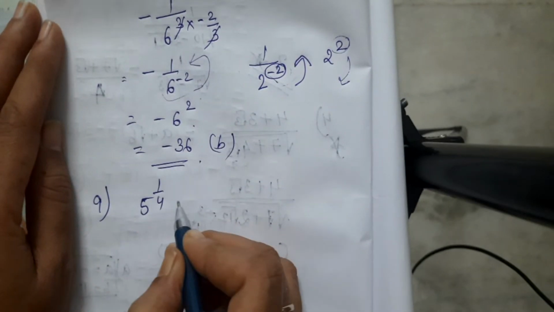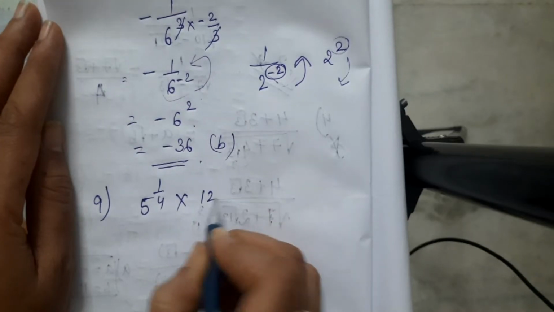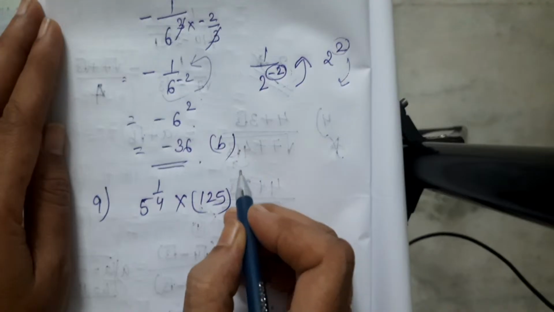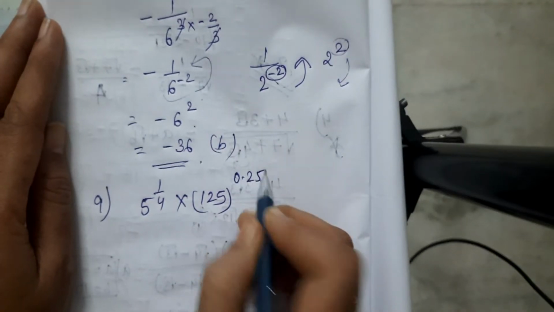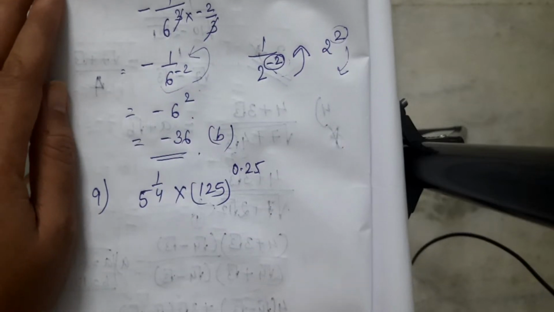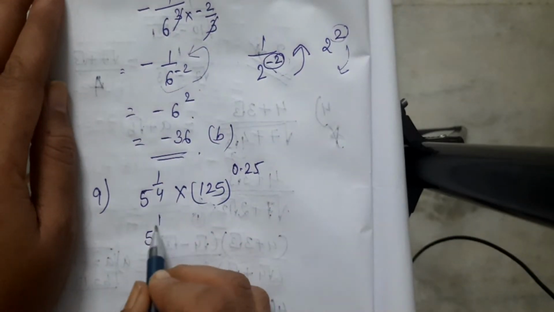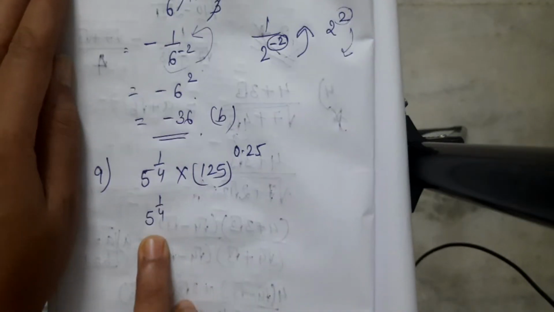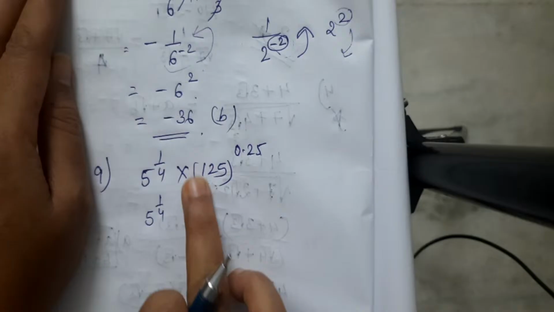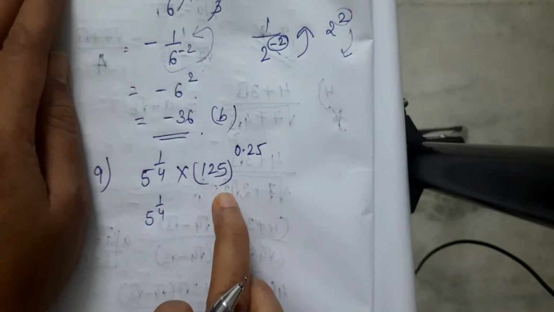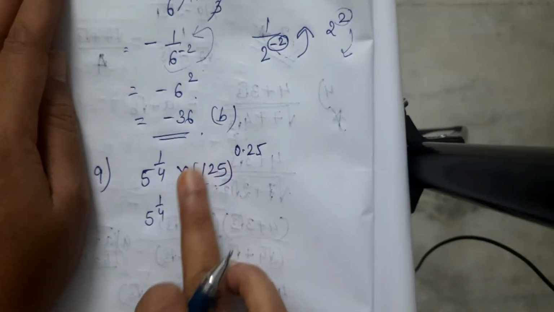5 raised to 1 by 4 multiplied by 125 raised to 0.25. See, the question is looking very interesting. How are we going to solve it? Leave this as 5 raised to 1 by 4, because we cannot make the prime factors of 5. Here 125 is 5 cube. Okay, 5 multiplied by 5 into 5, that is 125.